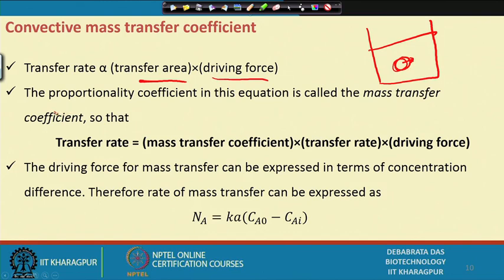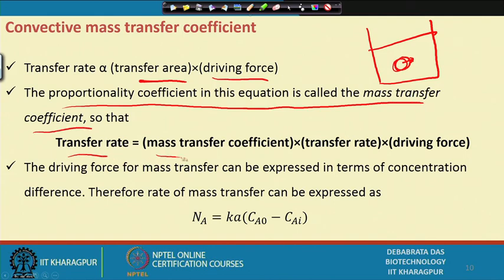The proportionality coefficient in this equation is called the mass transfer coefficient. So, transfer rate equals mass transfer coefficient times transfer area times driving force. This can be expressed mathematically. If we consider the mass transfer of A, N_A is equal to K a (C_A0 minus C_Ai), where K is the mass transfer coefficient, a is the area, and this is the driving force that we have.